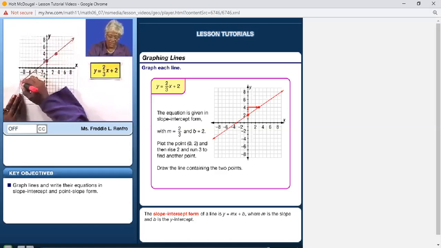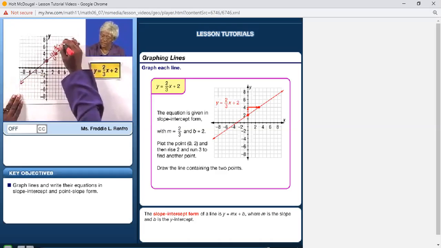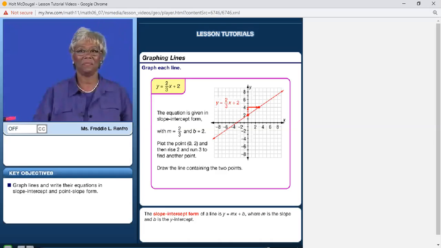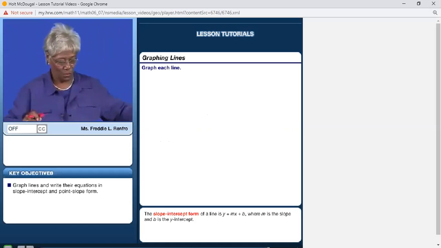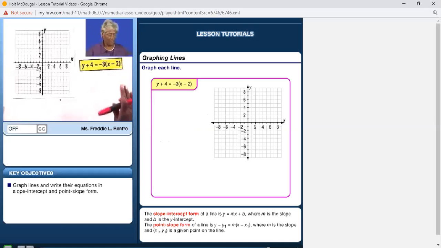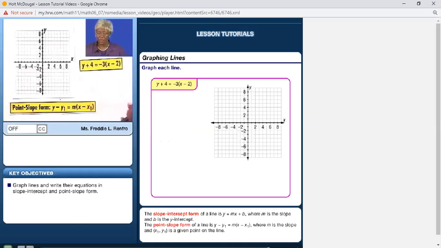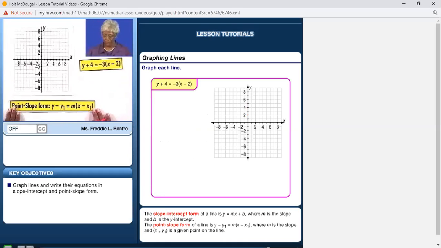The equation of that line is y equals 2/3 x plus 2. Another one. Okay. Now, this equation is given in the point-slope form. It's in the point-slope form.